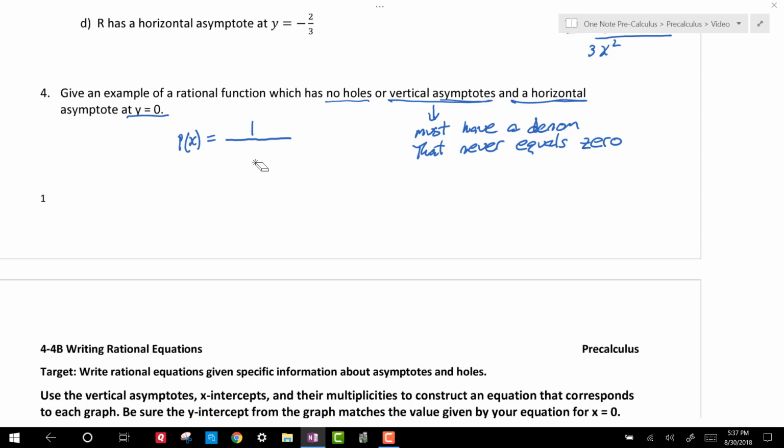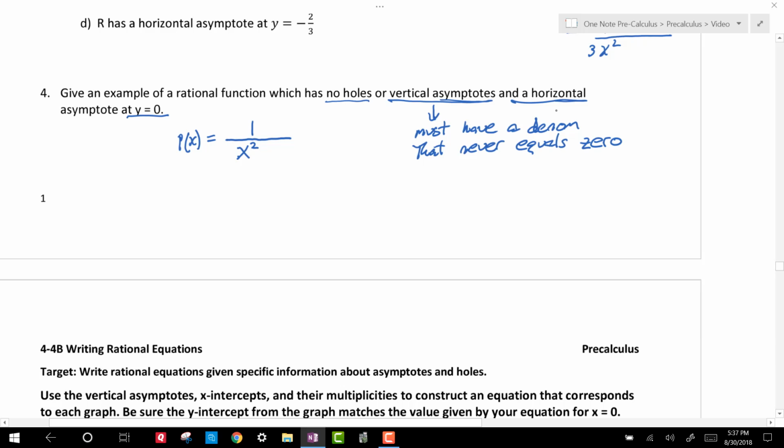So if you think about it, if I just put an x in there, let's see if that works. There's no holes because there's no x up top. Ooh, but I would have a vertical asymptote because if x was equal to 0, I'd be undefined. Okay, well, that's not going to work. Let's try x squared then. All right, still no holes, but unfortunately, I would still have a vertical asymptote at 0, because 0 squared would be 0. And my horizontal still works on both of those.